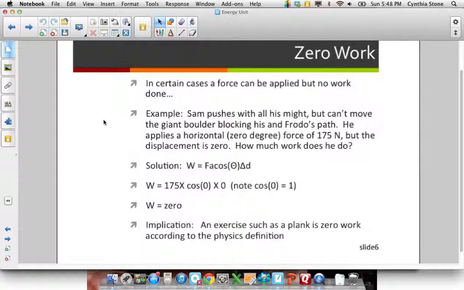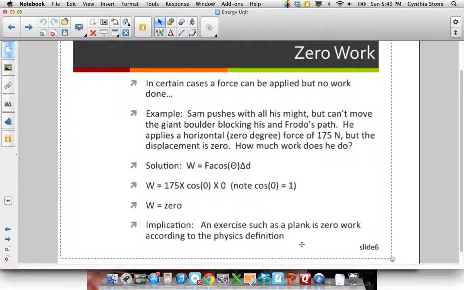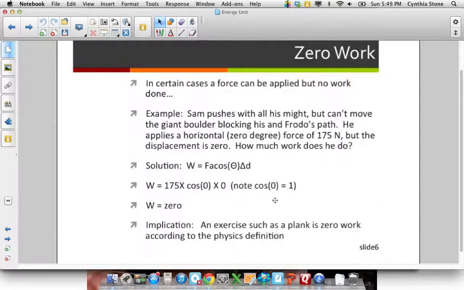Okay, this is just a definition thing, but you can sometimes have a force applied and actually not accomplish any work. My example here is Sam pushing on a boulder, and he pushes with all his might. He applies 175 newtons, but he can't get the thing to move. That means that even though he might be building up a sweat, he thinks he's working so hard, from a physics point of view, he does no work. And like I say here, an exercise such as a plank is 0 work, according to the physics definition.